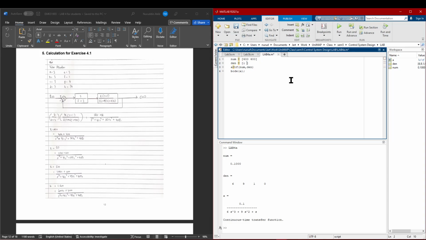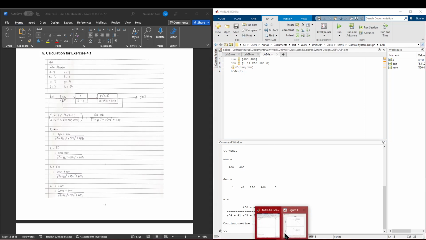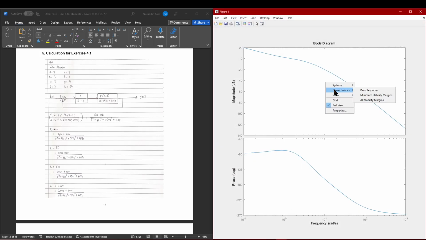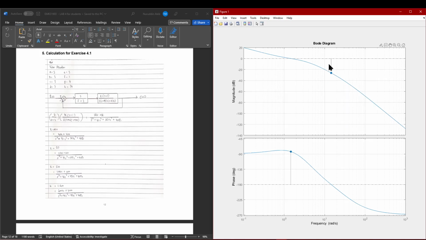1, 41, 250, 408 and 0. It's power of 4. So we get the Bode plot for this. Okay, this is the Bode plot for k equal to 100.